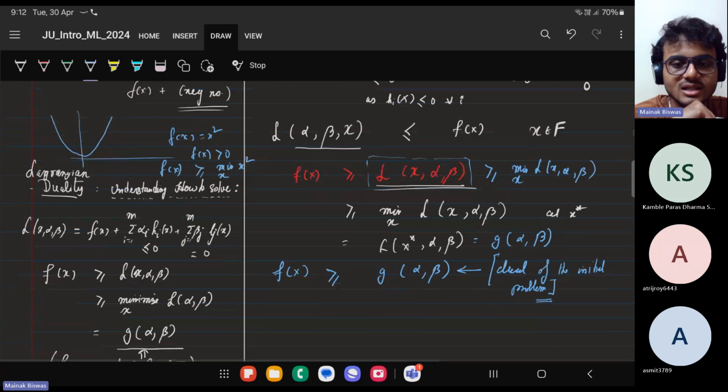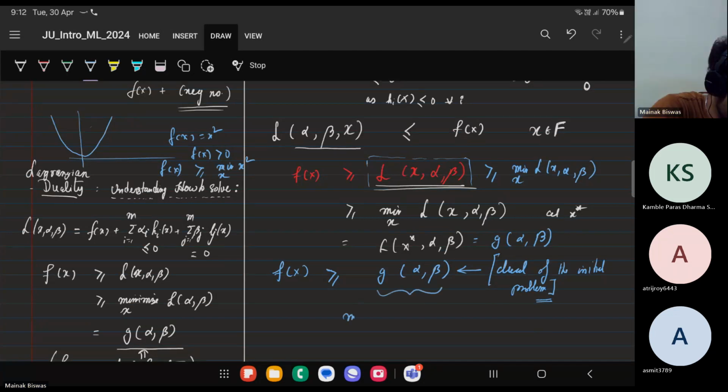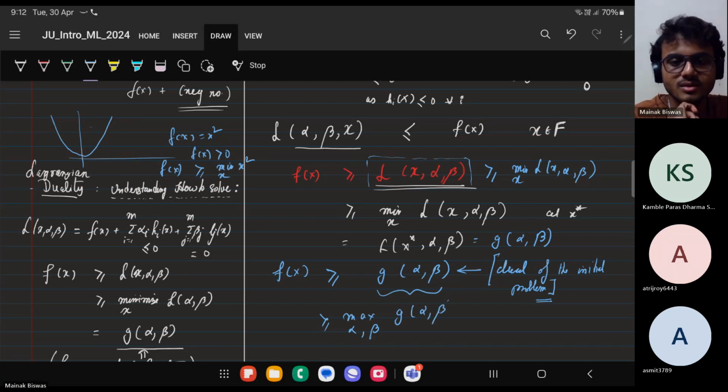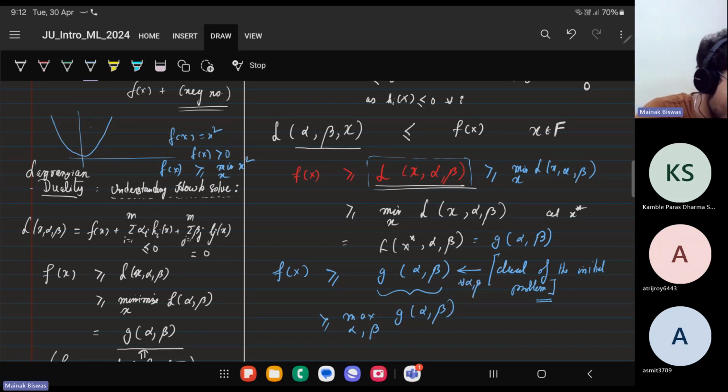The left hand side variable is x, the right hand side variable is independent of x, right? So I can maximize this now and still this inequality will hold, because the right hand side is less than for all x. This is for all alpha beta. Once you get this, you'll feel so nice. This is true for all alpha beta, but then it is true for the maximum also. Yes or no?